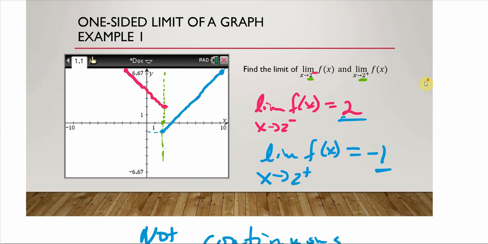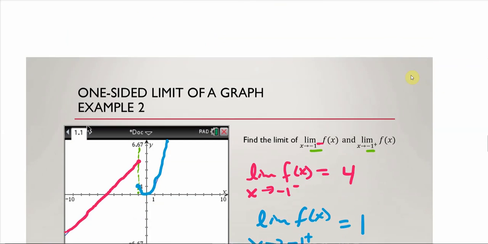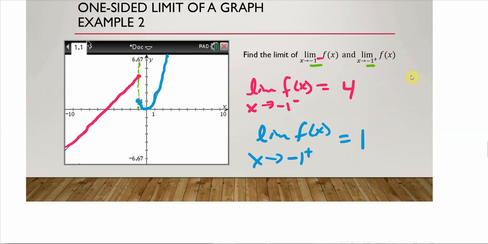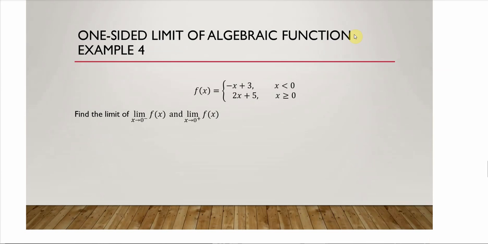But now you can actually justify that it's not continuous because the left-hand limit and the right-hand limit are not the same. The same can be said of this one. This is not continuous. There's a jump discontinuity at -1 because the left-hand limit and the right-hand limit are different values. Now let's look at piecewise functions.